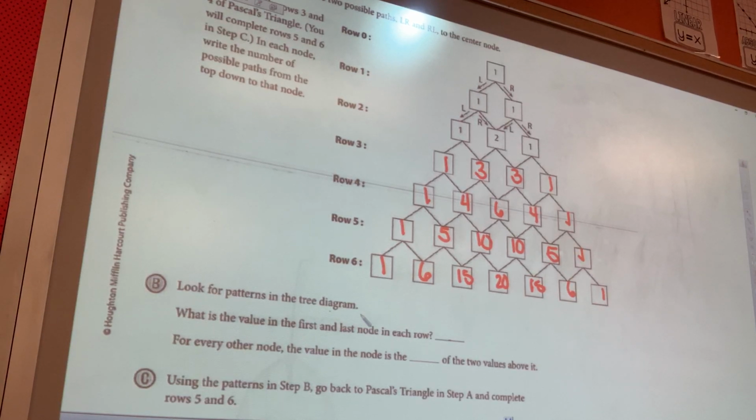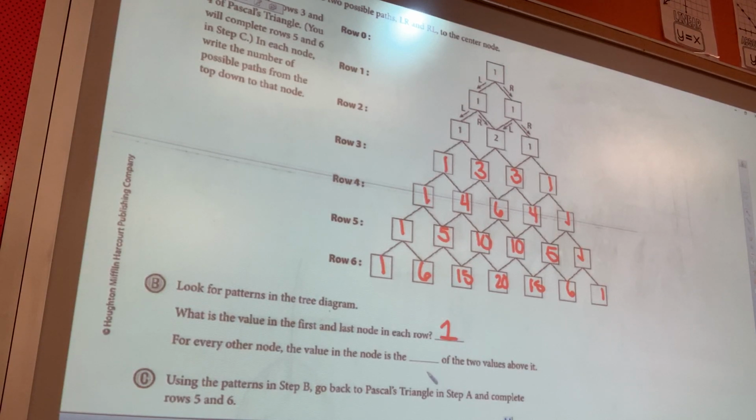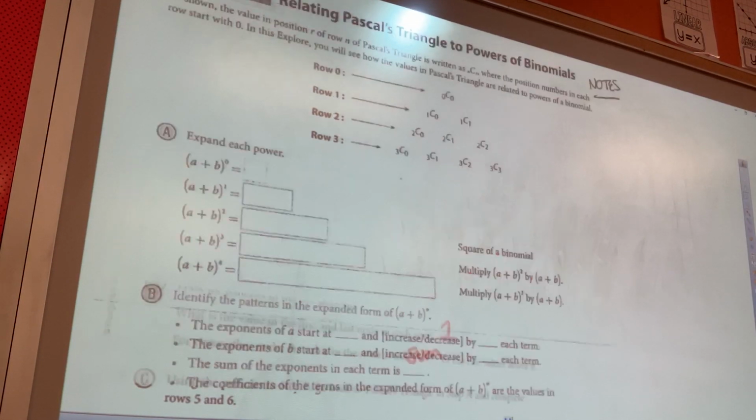Okay, look for patterns in the tree diagram. So here's our tree. What patterns do you notice? I hope you were able to see that there is a 1 in the first branch of this tree and also in the last branch. And for every other node, for here, it's always what? The sum of the 2 values above it. And we have filled in rows 5 and 6.